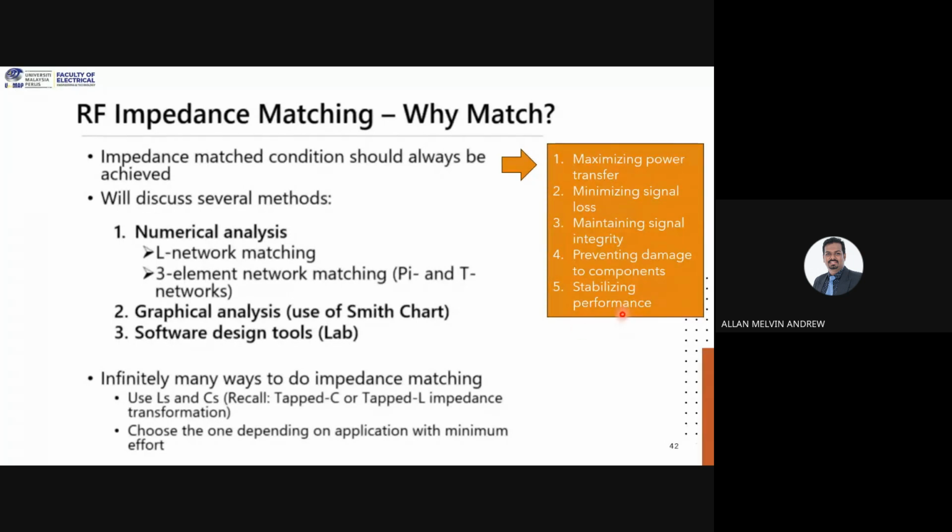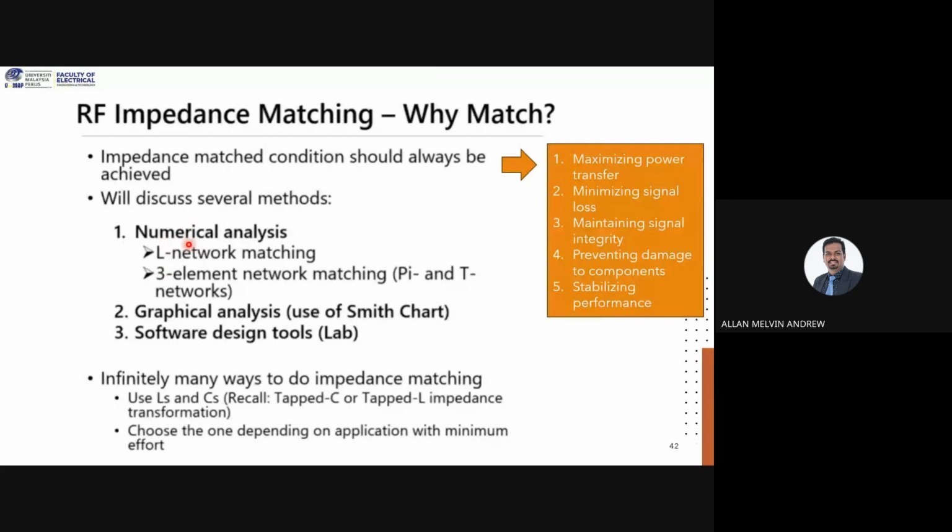Stabilizing performance means that for a certain period of time the transmissions are very steady, everything is going smoothly and is very stable. So we want to achieve that. And how all these five can be achieved is by having proper impedance matching. We will discuss several methods related to impedance matching, because there are various ways of doing impedance matching, so we will check a few.